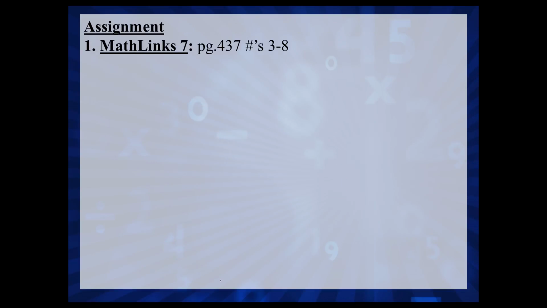And that's it. We can practice determining range and outliers by doing page 437, numbers 3 through 8 in our Math Links textbook. And next time we'll look at what effect outliers have on determining the mean, median, and mode in a data set. And I will talk to you then.